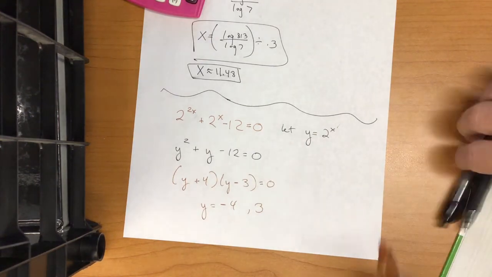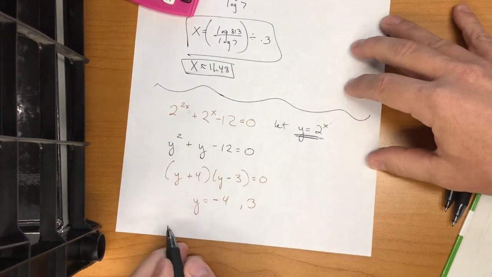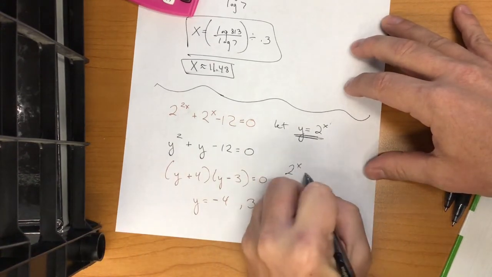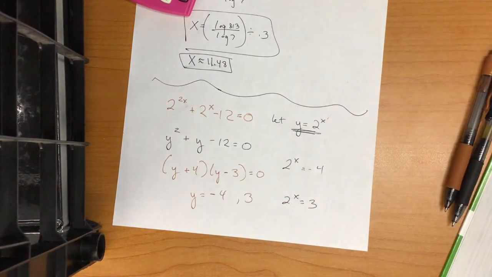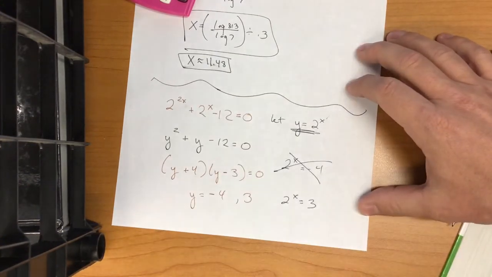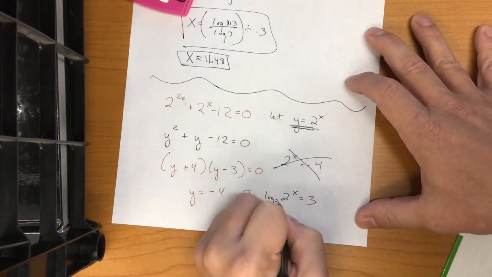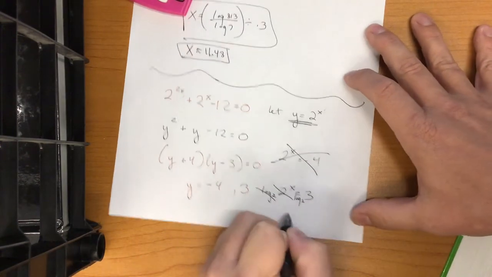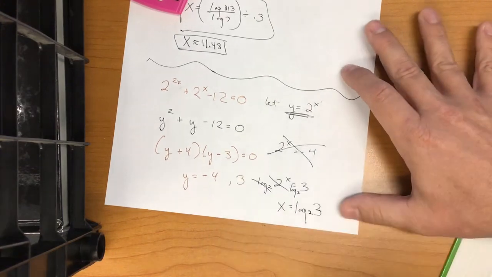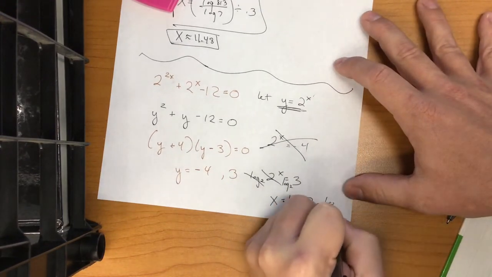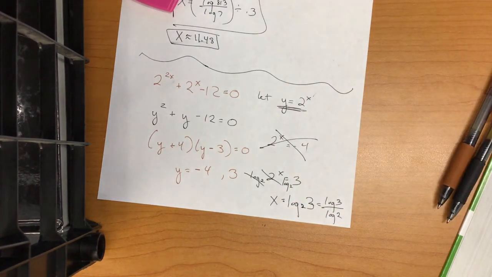Here's the trick though. Those are not the answers to the problem. You have to resubstitute what you let y equal. So this becomes 2 to the x equals negative 4, and 2 to the x equals 3. Well, this one doesn't have an answer. There's no power that you raise 2 to get negative 4. Over here, I'm going to have to take log base 2 of both sides. Those cancel. So x equals log base 2 of 3, or I can use change of base, log 3 over log 2, and I can plug that into my calculator.